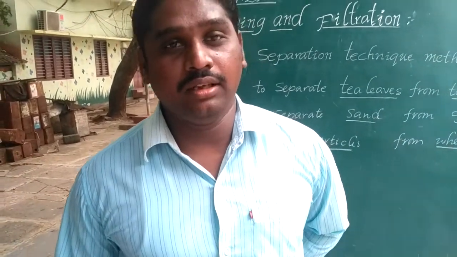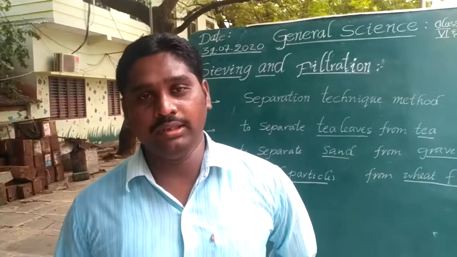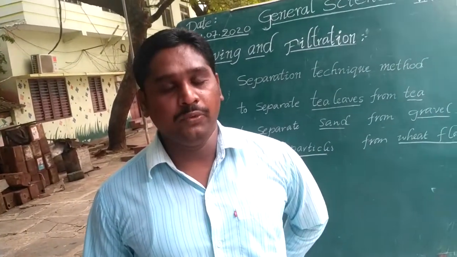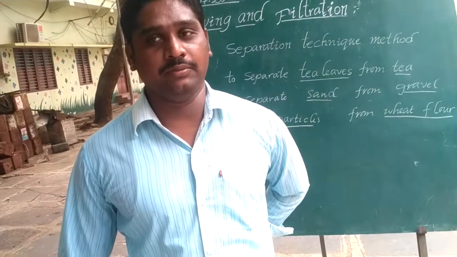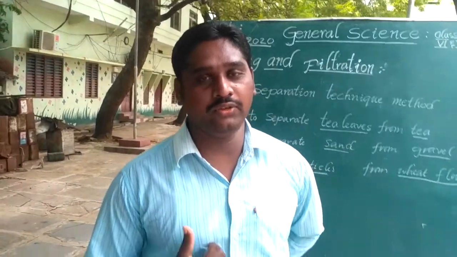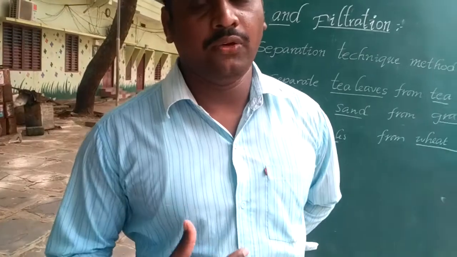Okay students, after the contents of milk, tea powder, sugar, and water are put on the stove, the contents are heated for some time. After that we can prepare the tea. Now we want to separate the tea leaves and other ingredients from the tea. We can use a strainer.